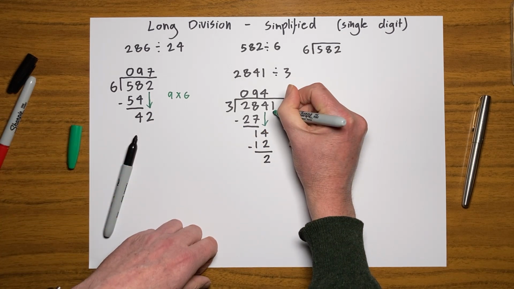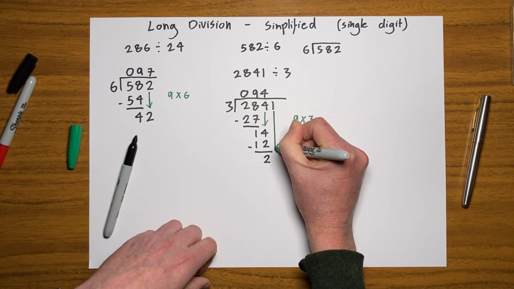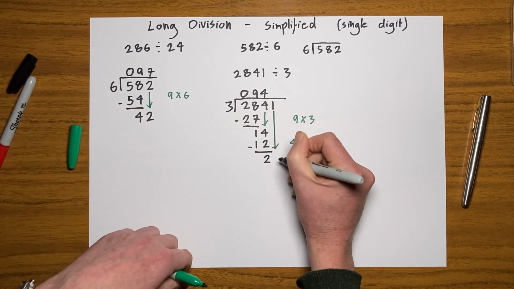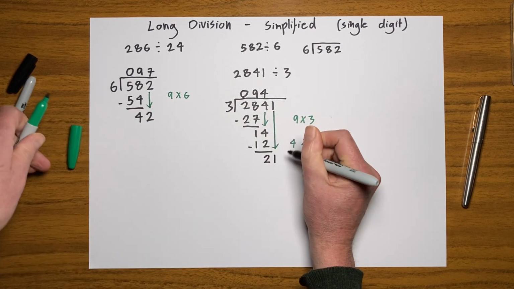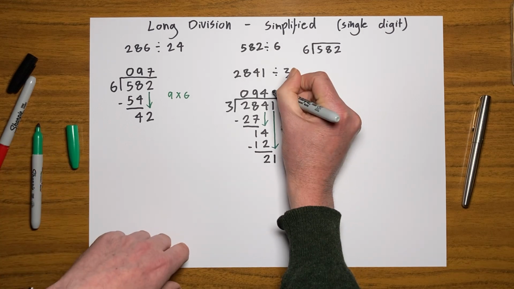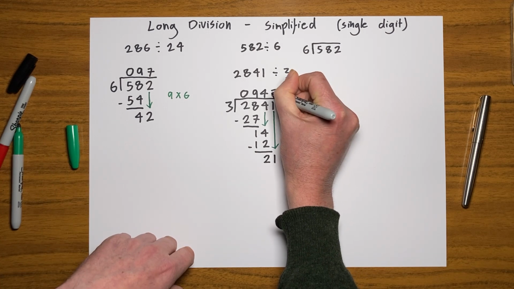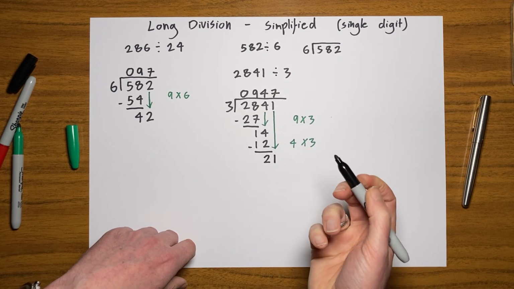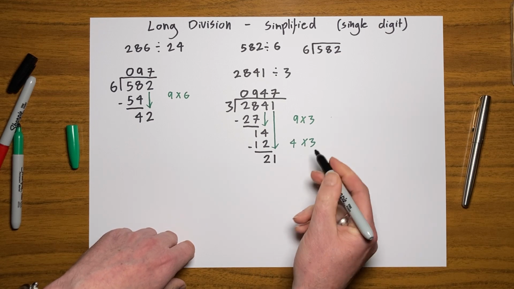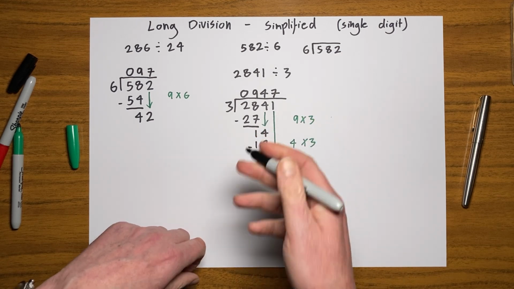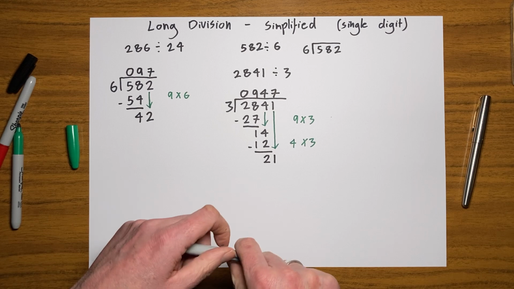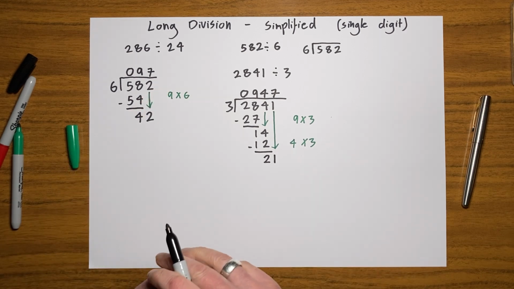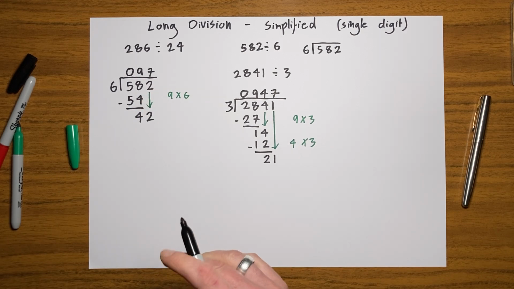Now bring that 1 all the way down here to give me 21. How many 3s in 21? And there are 7. Now, if there had been some left over, I would just do that again and I would have a remainder, and that works absolutely fine. Let's do one last example and then you can have a go yourself.